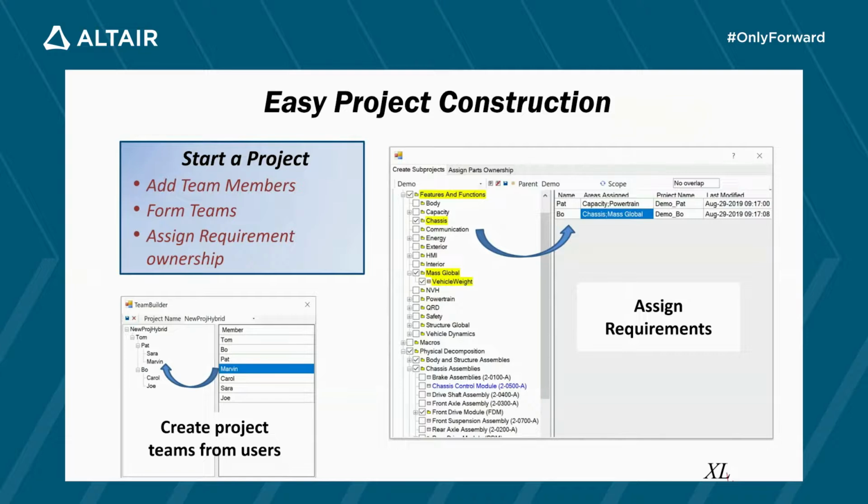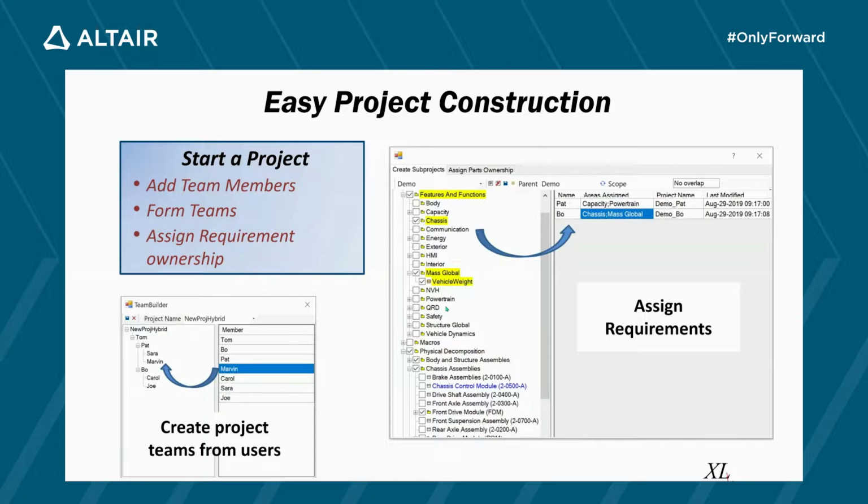So to construct a project is very straightforward, particularly when you have reuse of previous components and models. You can quickly form a project team by the team members that have been entered in, or the users that have been entered into the system. From a drag and drop perspective, you can create a team structure, and then you can create a project. I'm not showing that on here, but here's a project that's been created.